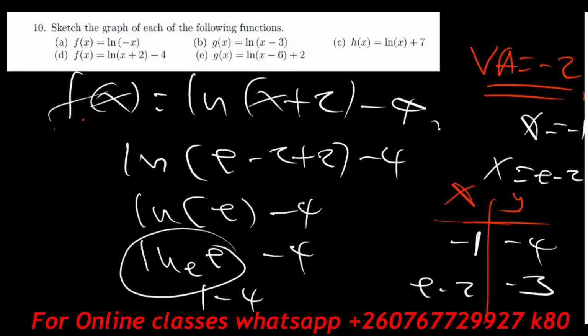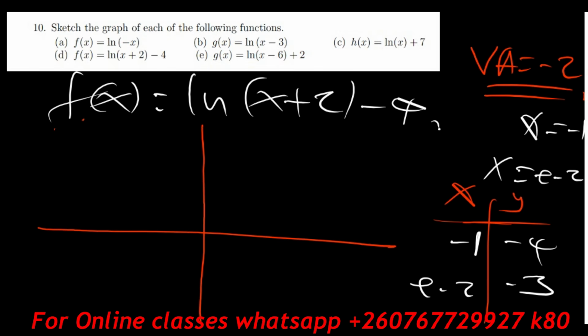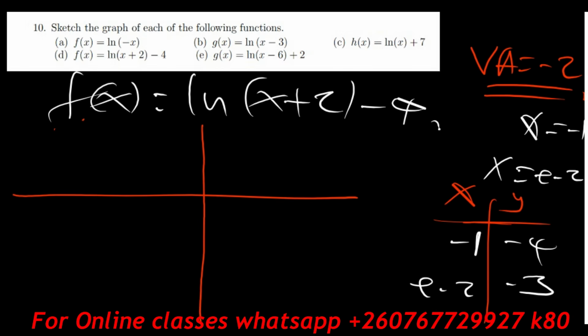Now, next what I have to do is draw my graph. So here's how my graph is going to be. I'm going to have my nice graph here, with my y-axis and my x-axis. My vertical asymptote, remember, is negative 2. Let me put this line on top a bit. For my x values, I have negative 1, which I'm going to put here. But this is e minus 2. e is basically 2.173, somewhere there, so I'm going to put it as a positive number here, e minus 2.